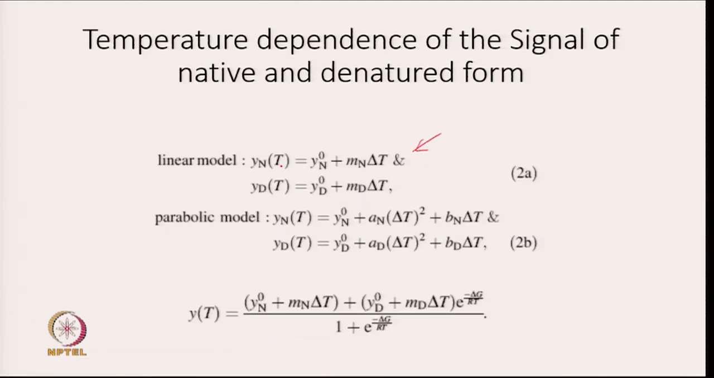Yn at a certain temperature is equal to Yn naught plus mn delta t. If you put this in the equation, you get Yn naught plus mn delta t plus Yd naught plus md delta t times exponential minus delta G by RT, over 1 plus exponential minus delta G by RT, and this is equal to Yt. When you are doing nonlinear fitting, you must keep this in mind, and when you do that, you can get the values of different thermodynamic parameters.